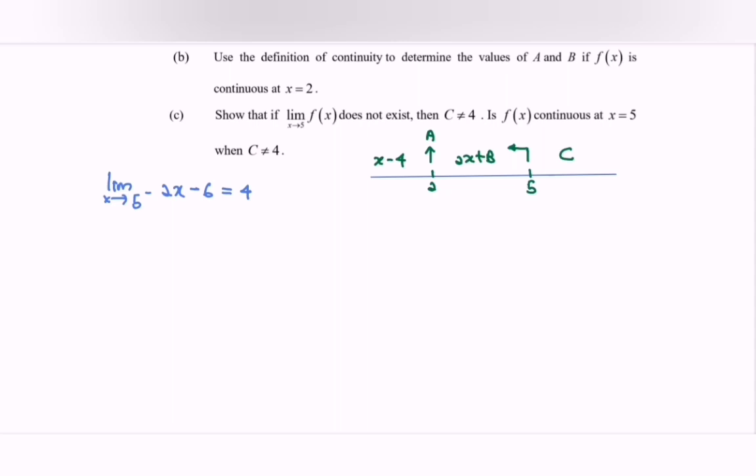Next, continue. Limit when x approaches 5 from the right for the function c. The question asks us to show that the limit does not exist, meaning that 4 cannot be equal to c. If c is equal to 4, then the limit when x approaches 5 for the function f(x) will exist because the values are the same. So for this case, c cannot be equal to 4. So we have already shown the situation.